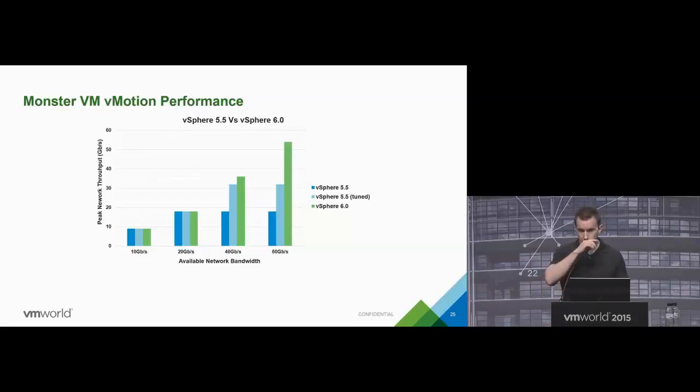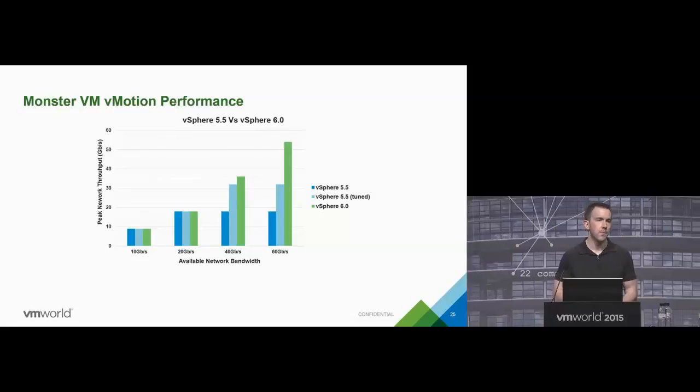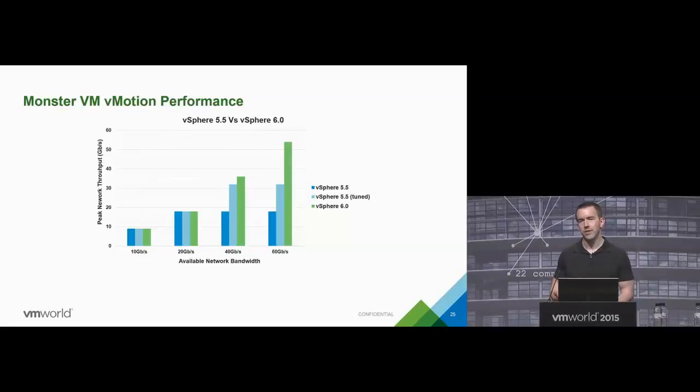So if you look at the vMotion network bandwidth we achieve, comparing 5.5 and 6.0, at 10 and 20 gig throughput, 5.5 and 6.0 are more or less neck and neck, not a big difference. Once you start looking at 40 gig or 60 gig NIC throughput, though, there's a pretty dramatic difference in that with 5.5, you got bottlenecked more or less at 20 gig, because that's what we optimized for at the time, and that's what we achieve.